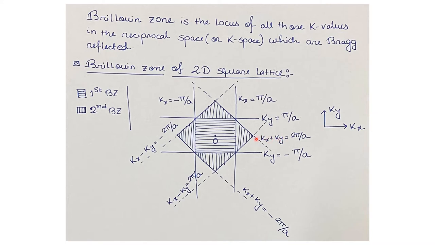So the area enclosed by these 4 lines, excluding this first Brillouin zone area, will give the second Brillouin zone. So basically these 4 regions shaded with vertical lines will give the second Brillouin zone of the 2D square lattice, and the boundary lines are the second Brillouin zone boundaries. Now let us see how we can construct these Brillouin zones and Brillouin zone boundaries from the vector form of the Bragg's law. So let us see.